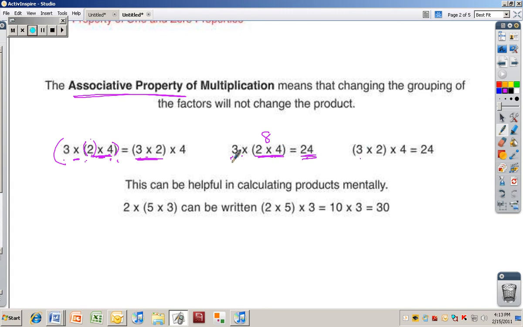What happens if I do this 3 times 2 first? Well, that's right here in parentheses. That's equal to 6. Everybody write a 6 on your paper. 6 times 4 is 24.